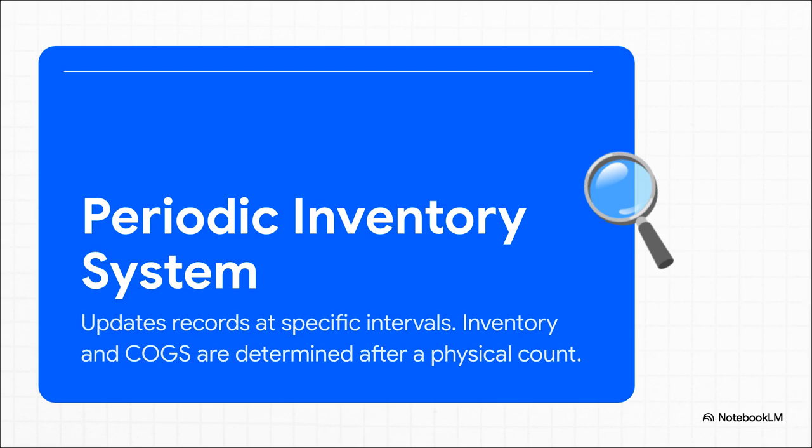Now, the periodic system, it's a whole different ballgame. Instead of updating all the time, it only updates the books at specific moments, or periods, at the end of the month or the quarter, or maybe just once a year. All throughout that time, your inventory account pretty much just sits there, unchanged. The only way you can figure out what you have left and what your cost of goods sold actually is, is to literally go out and count every single item by hand.